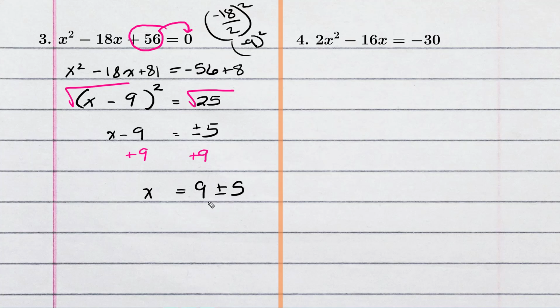So that's a number without a square root. So what I'm going to do is find the two different numbers, 9 plus 5 and 9 minus 5, because we have plus or minus here. 9 plus 5 is 14. 9 minus 5 is 4. So when I write my solution, it's x equals the solution set 4, 14.